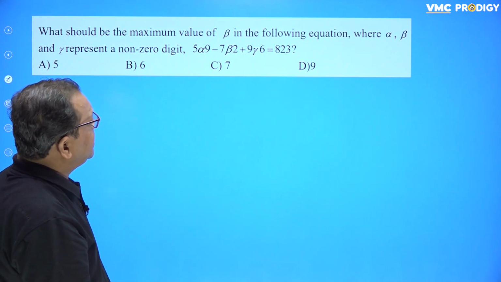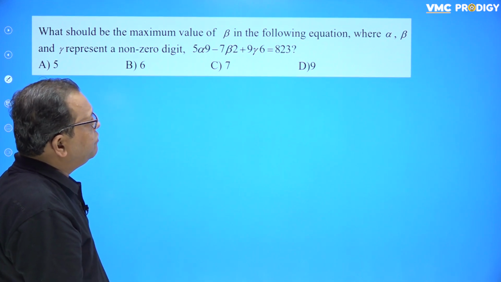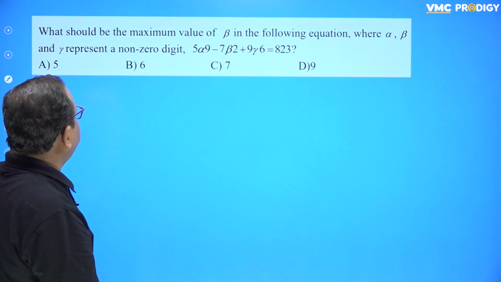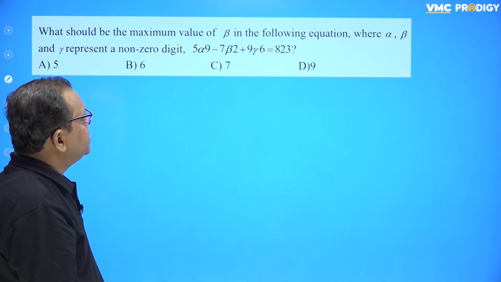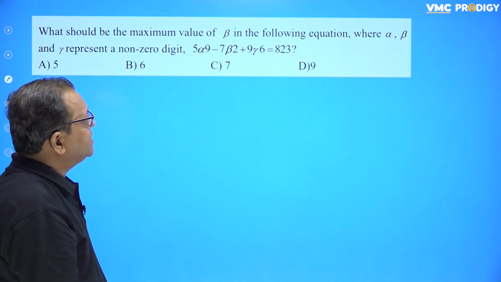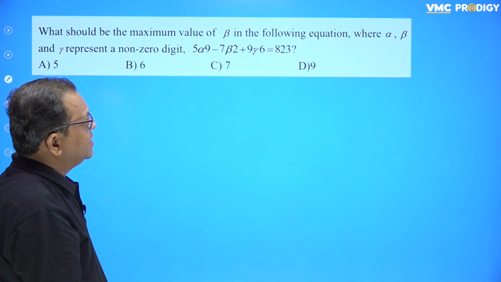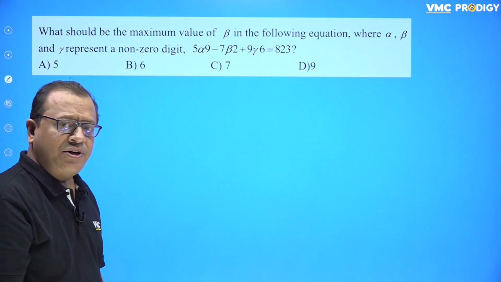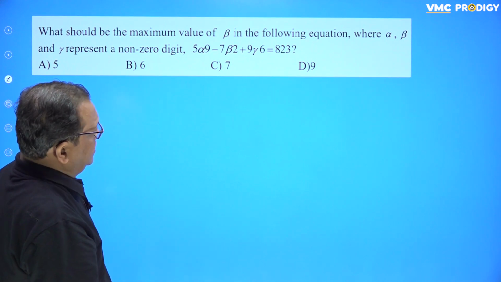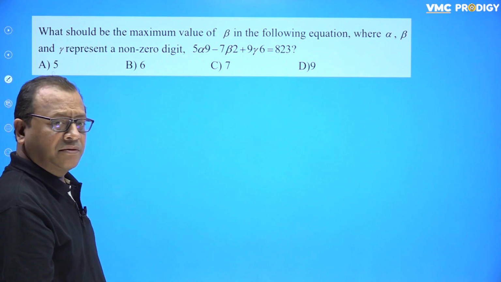What should be the maximum value of beta in the following equation, where alpha, beta and gamma represent non-zero digits? 5 alpha 9 minus 7 beta 2 plus 9 gamma 6 is equal to 823. What is the maximum value of beta?